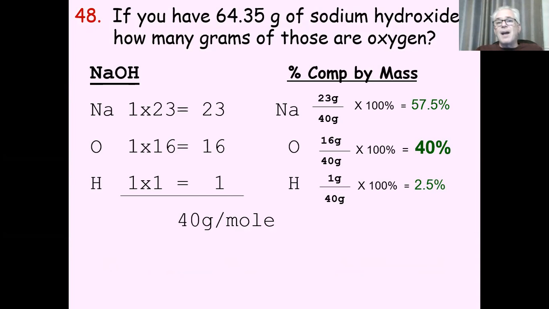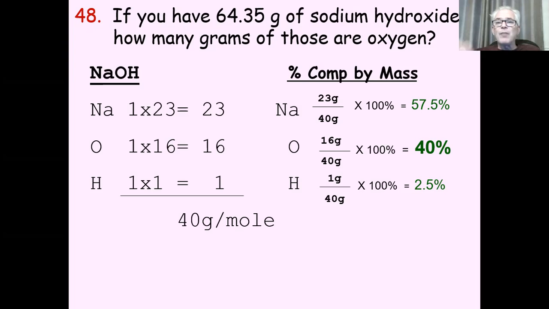So here's the percent comp by mass. The sodium is 23 grams out of 40 grams times 100%. And the oxygen is 16 grams out of 40 grams times 100%. Look how big and bold it is, because that's the one we need. We need the oxygen. And then the hydrogen, 1 gram out of 40. And if you add that up, what do we got? 57.5, 40, 2.5, 100%. Works every time.